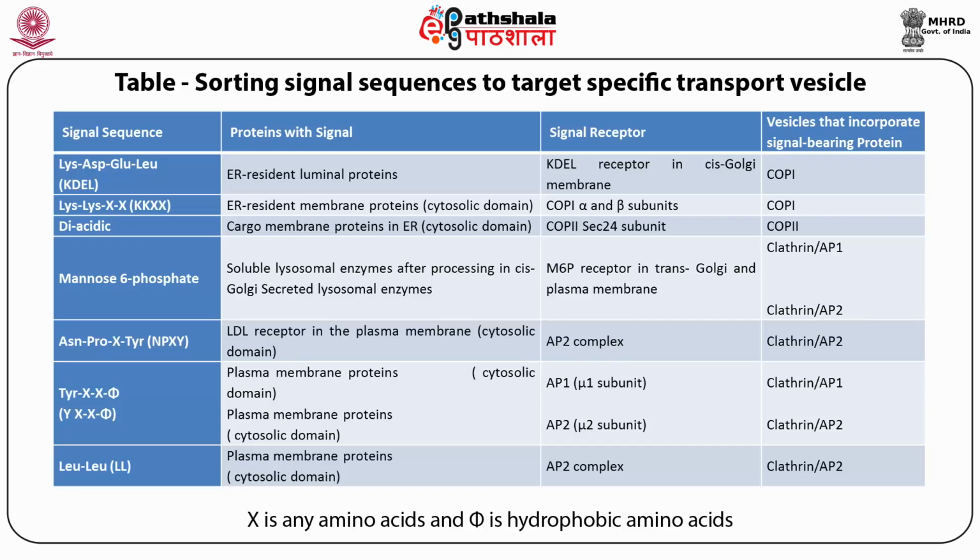Similarly, if a protein has a sequence of 2 lysines followed by 2 hydrophobic amino acids, then these are also residents of the endoplasmic reticulum, present in the cytosolic domain. In the table, you will find the mannose-6 phosphates are required for residents of lysosomal enzymes. Simultaneously, leucine-leucine structures are residents of plasma membrane proteins in the cytosolic domain.